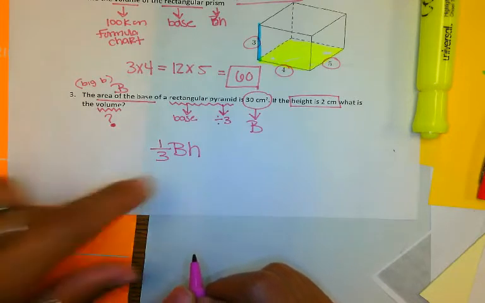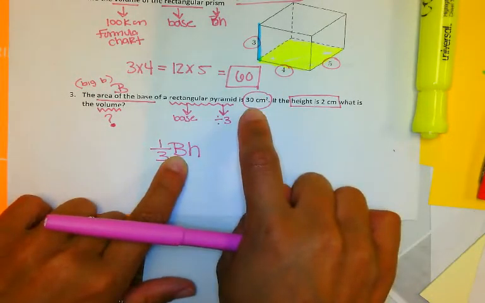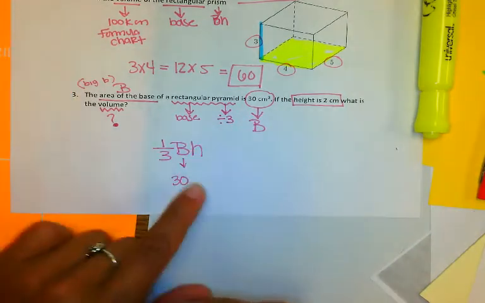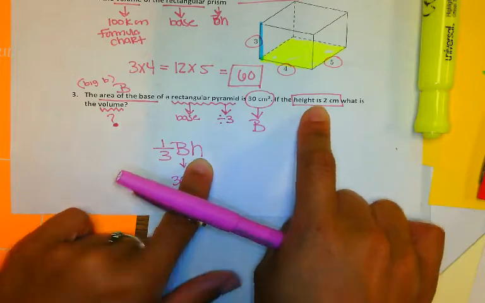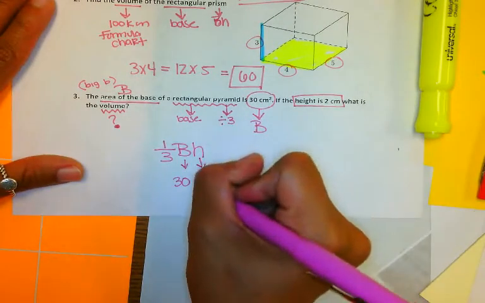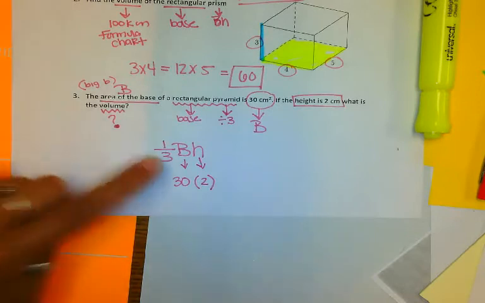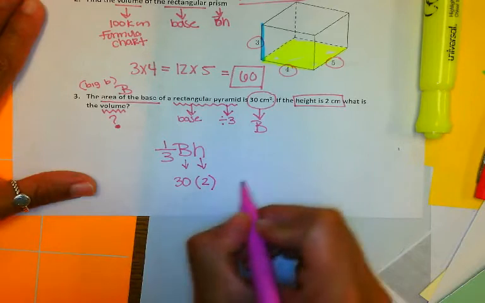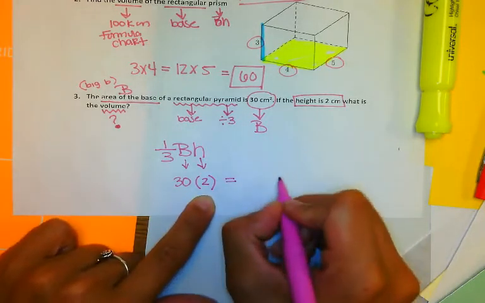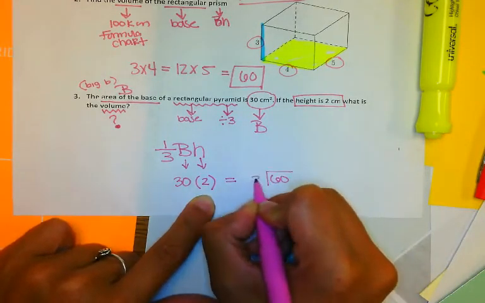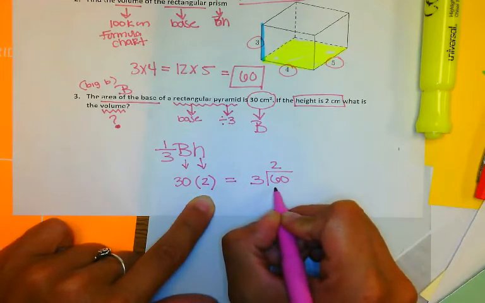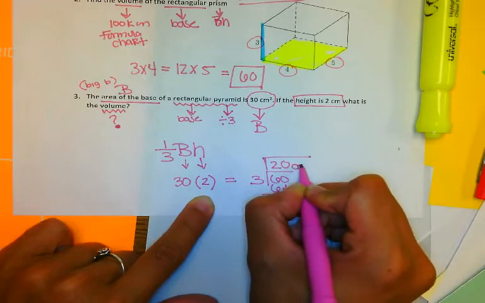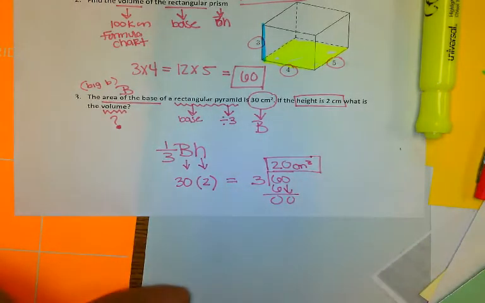Oh, wait, look. There's a couple of things here. Big B, we said was 30. Oh, I'm just going to replace that with that. Oh, wait, look. Height, we said was 2. Just replace that with that. And then we got that 1/3. And that 1/3 tells me to divide by 3. So what I'm going to do is I'm going to say, okay, well, 30 times 2 is 60. Divided by 3 is 20 centimeters cubed.